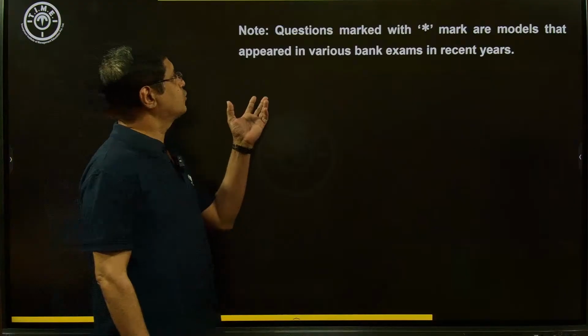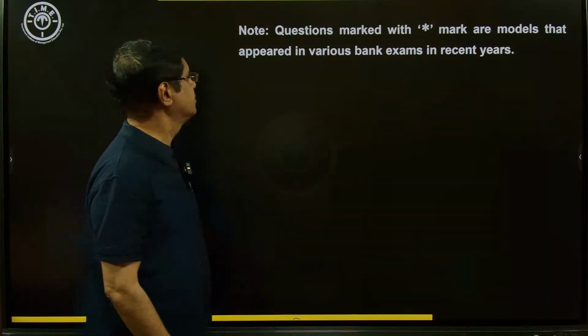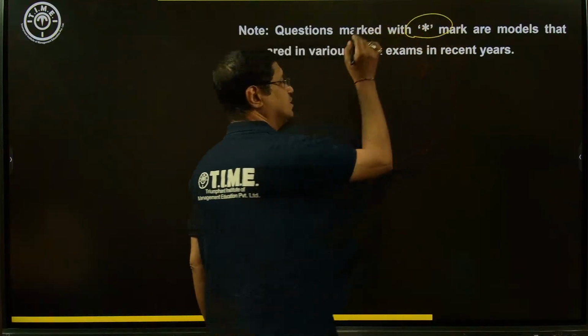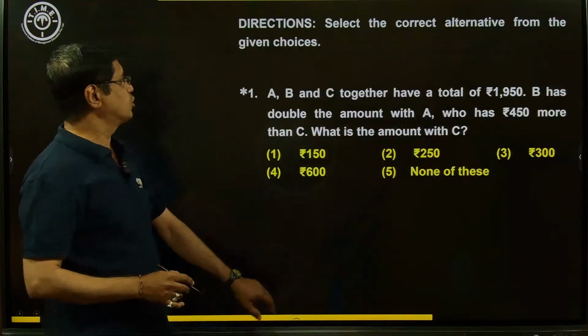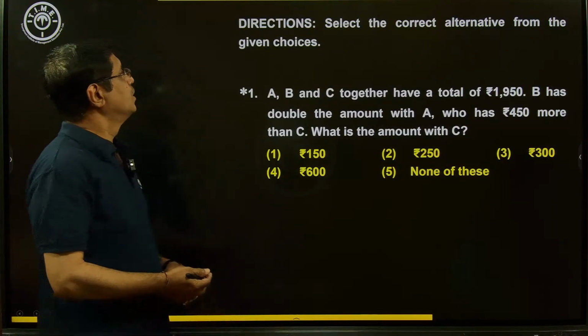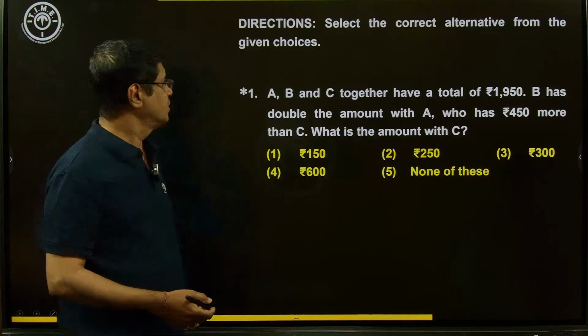Here a note is given: questions marked with the star mark are the models that appeared in various bank exams in recent years. Now here is question 1 on your screen. Now look at the directions here. Select the correct alternative from the given choices.